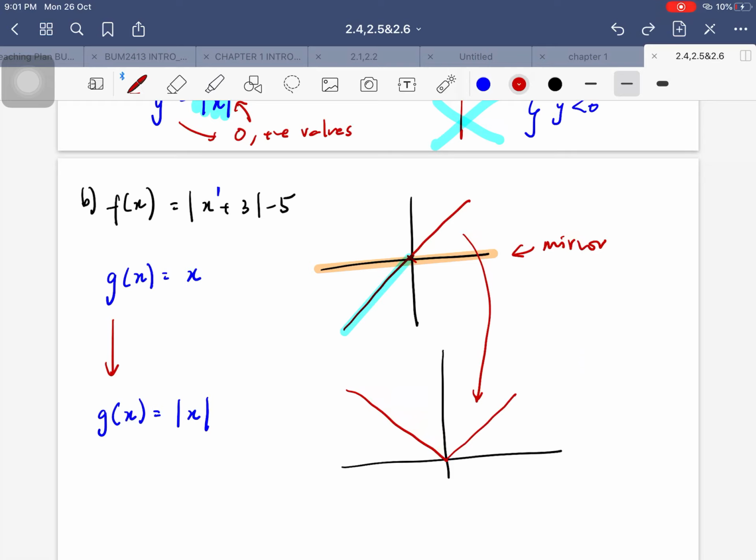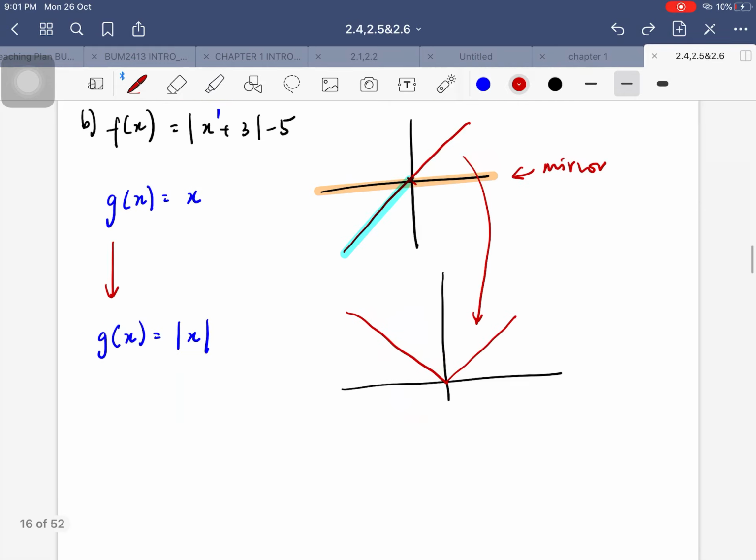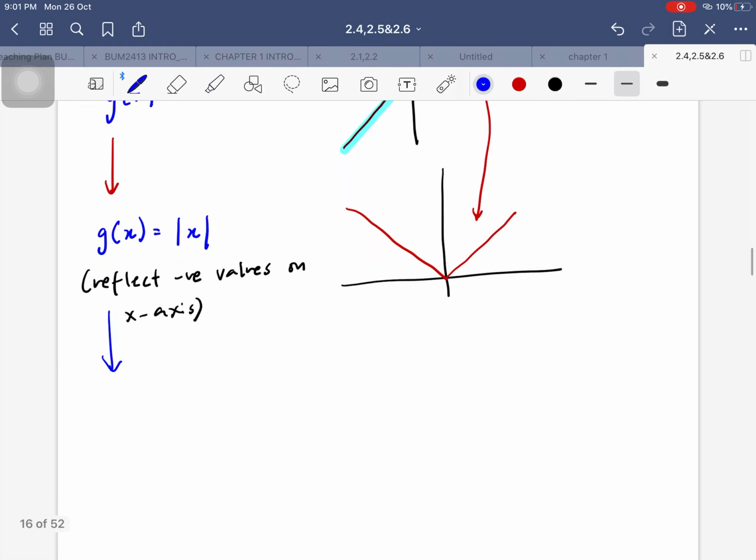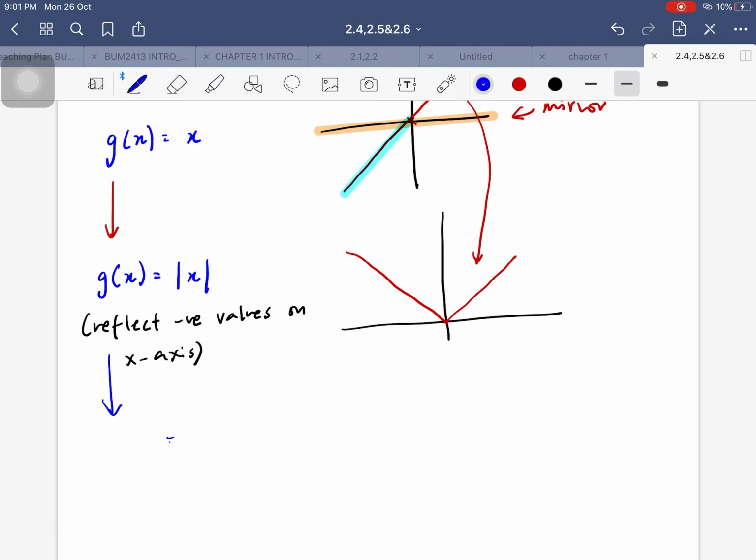So I cannot have any negative value down here. Everything should be on the top because it's an absolute function. My y value should only be 0 and positive. So this is going to be the graph of g(x) equals the absolute value of x. So reflect negative values on the x-axis. Okay, so this is what I did, and now I'm going to transform that again.